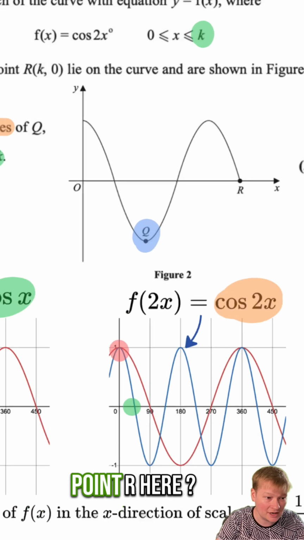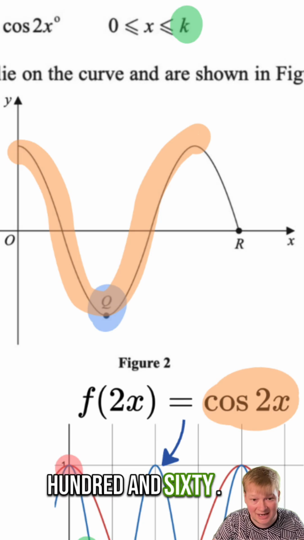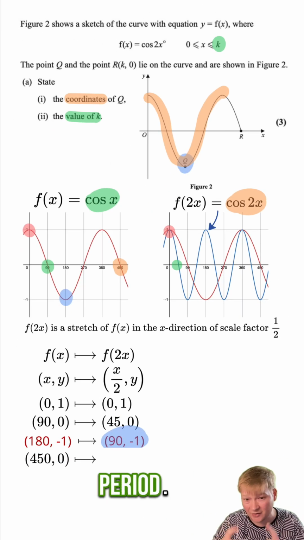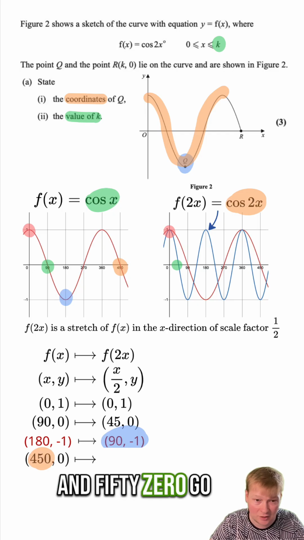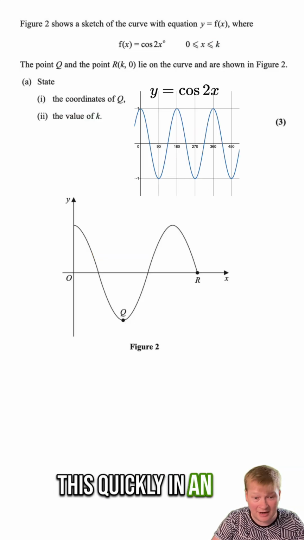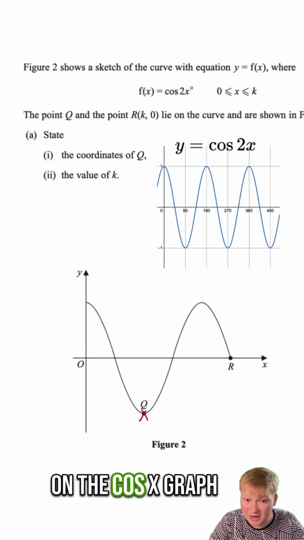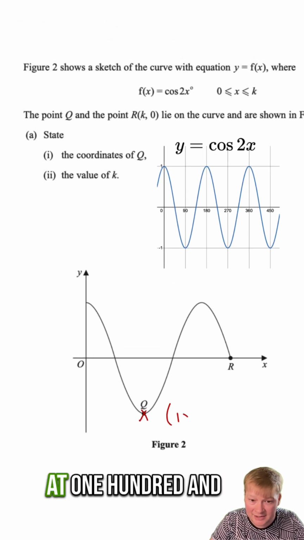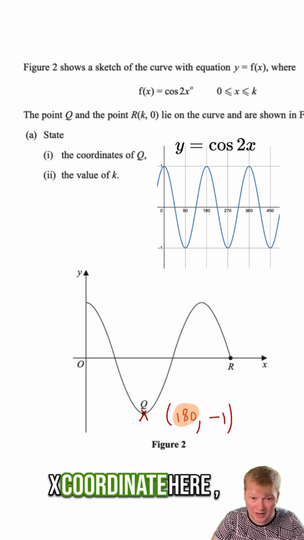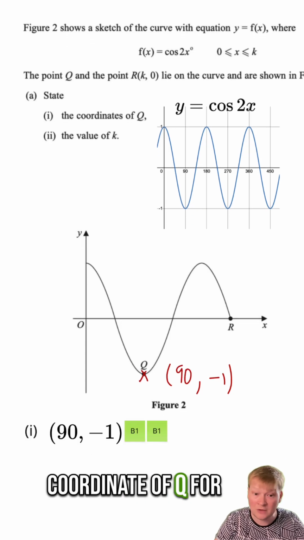And what about the point R here? Well, be careful, that's not 360, that's in fact 450 on the cosine graph. It's a bit beyond one period. Where would the point 450, 0 go to? Well, if we halve 450, we get 225. How could you do this quickly in an exam? Well, you should know that this point on the cosine x graph would normally be at 180, -1. But we know that we need to halve the x coordinate here. So that would become 90, -1. So that's our coordinate of Q for 2 marks.